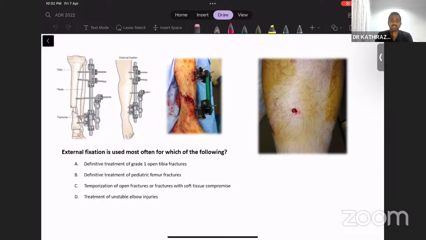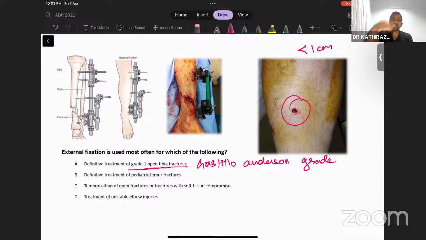But I can slightly twist the option and make the same question tough. For a grade 1 open tibia fracture, what grade am I talking about? Gustilo-Anderson grade. So Gustilo-Anderson, what is grade 1? Grade 1 means less than 1 centimeter wound, as in this case. For that case, you can do definitive management, just wash and do a definitive management, but not with an external fixator. Put a nail and finish it. You can directly go for an internal fixation in a grade 1 Gustilo-Anderson.